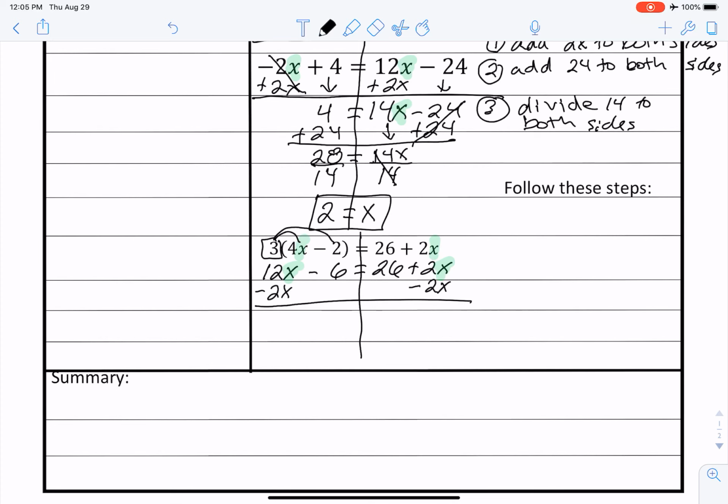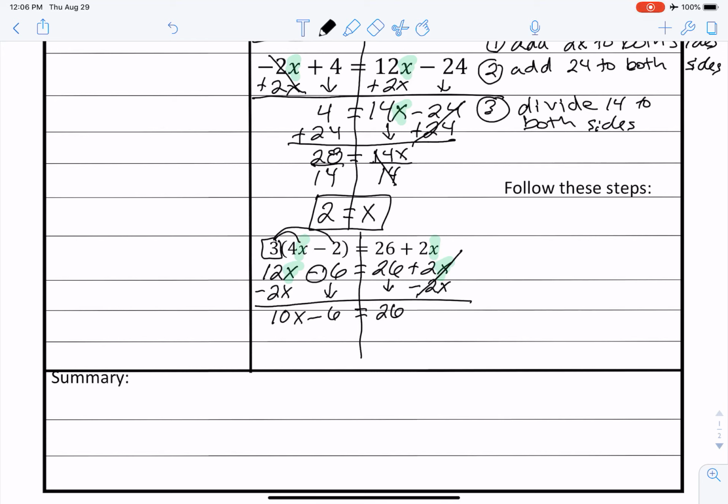Okay, after I do that, 12x minus 2x is 10x. Bring down the negative 6. A lot of you tend to forget the negative. Bring down the 26. 2x minus 2x is 0, but we don't write 0 down. Okay, now I have just a regular two-step equation. Continue to solve for x.